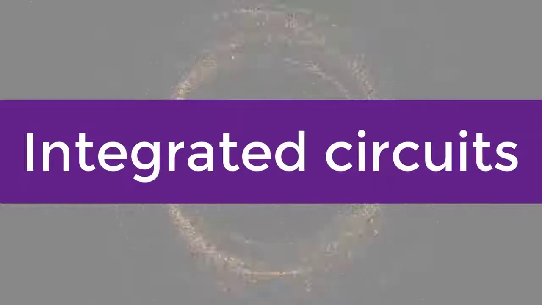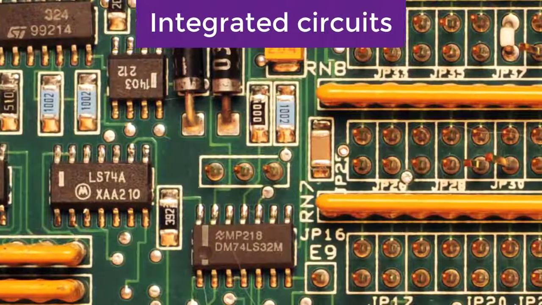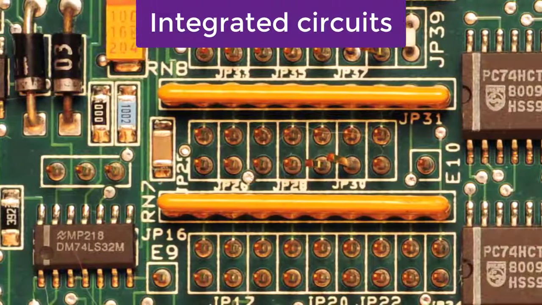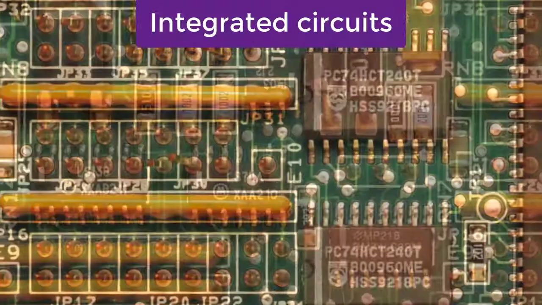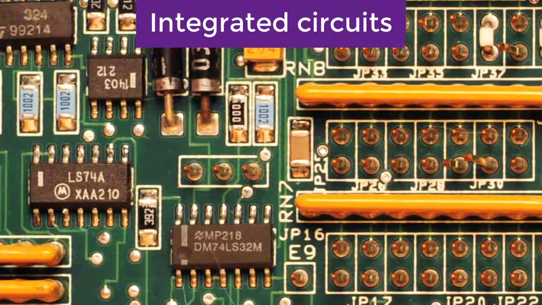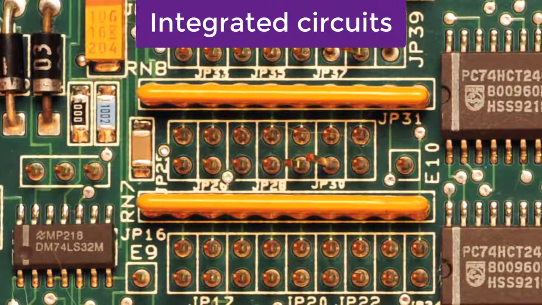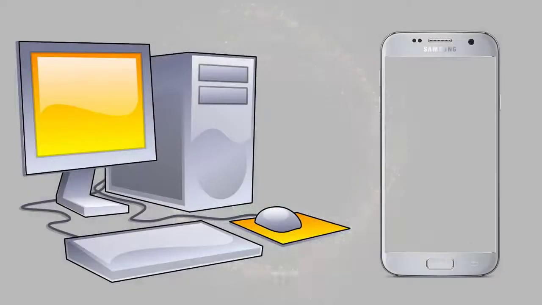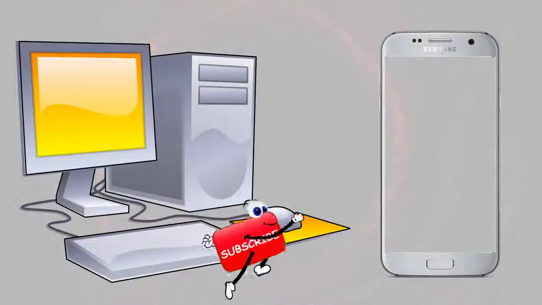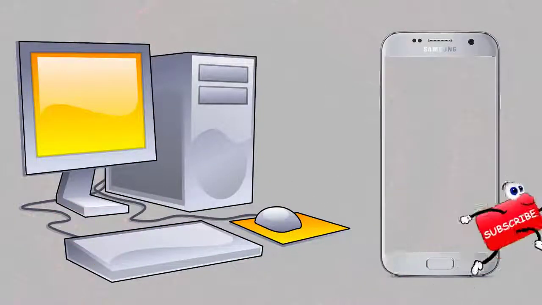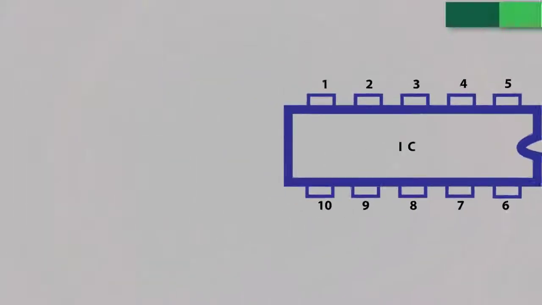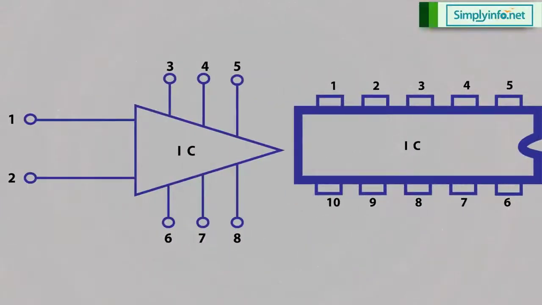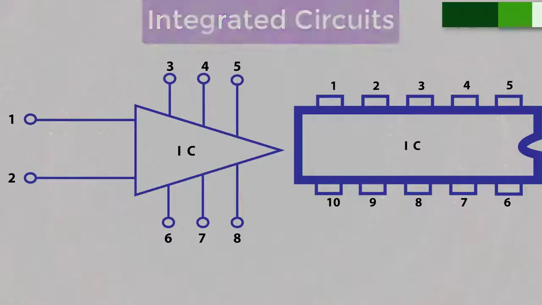Integrated circuits. An integrated circuit is a special component which is fabricated with thousands of transistors, resistors, diodes, and other electronic components on a tiny silicon chip. These are the building blocks of current electronic devices like cell phones, computers, etc. These can be analog or digital integrated circuits.